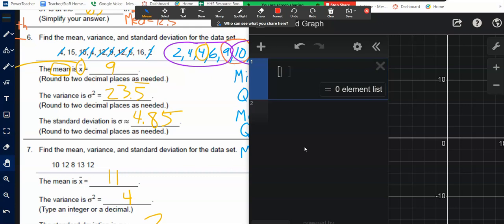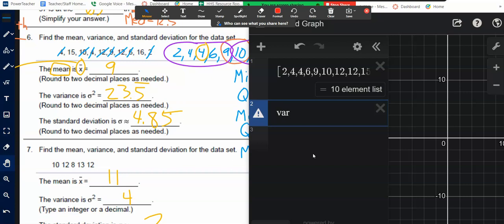Okay, so we've got the numbers. Let's go with 2, 4, 4, 6, 9, 10, 2 12s, a 15, and a 16. So there is the group for question number 6. 10 elements in that list. Notice that I put them in brackets. Now I highlight and copy all of this because I'm going to come down here and find the variance.